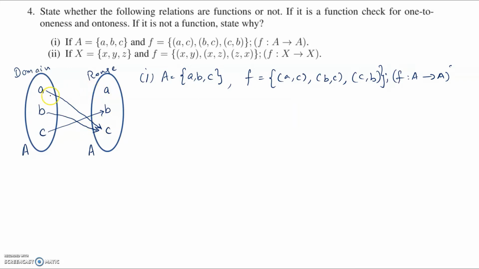However, it's not a one-to-one function because A and B are both associated with C. So they have to have unique values in the range. So it's not a one-to-one function. And also it's not an onto function because we have A here standing alone without being associated with any element in the domain. Therefore, this is not an onto function either.